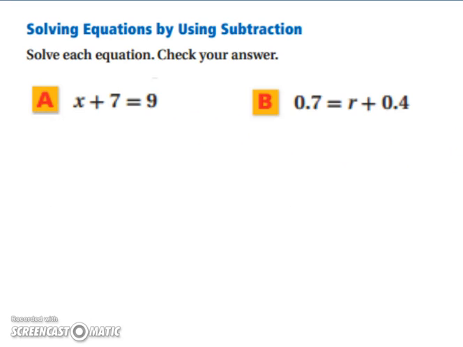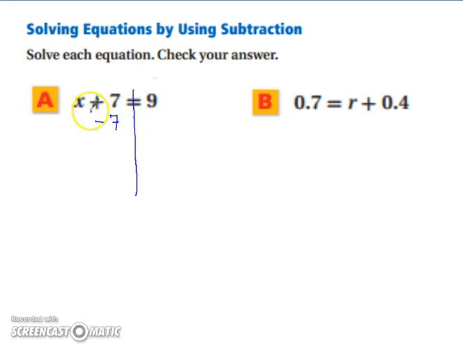Solving equations by using subtraction. So, we're going to do the first one together. We want to divide both sides of our equation, so we know which one's our left side and our right side. And we have x plus 7. We want to get x by itself, so we want to do the inverse operation of plus 7. Well, that would be minus 7.